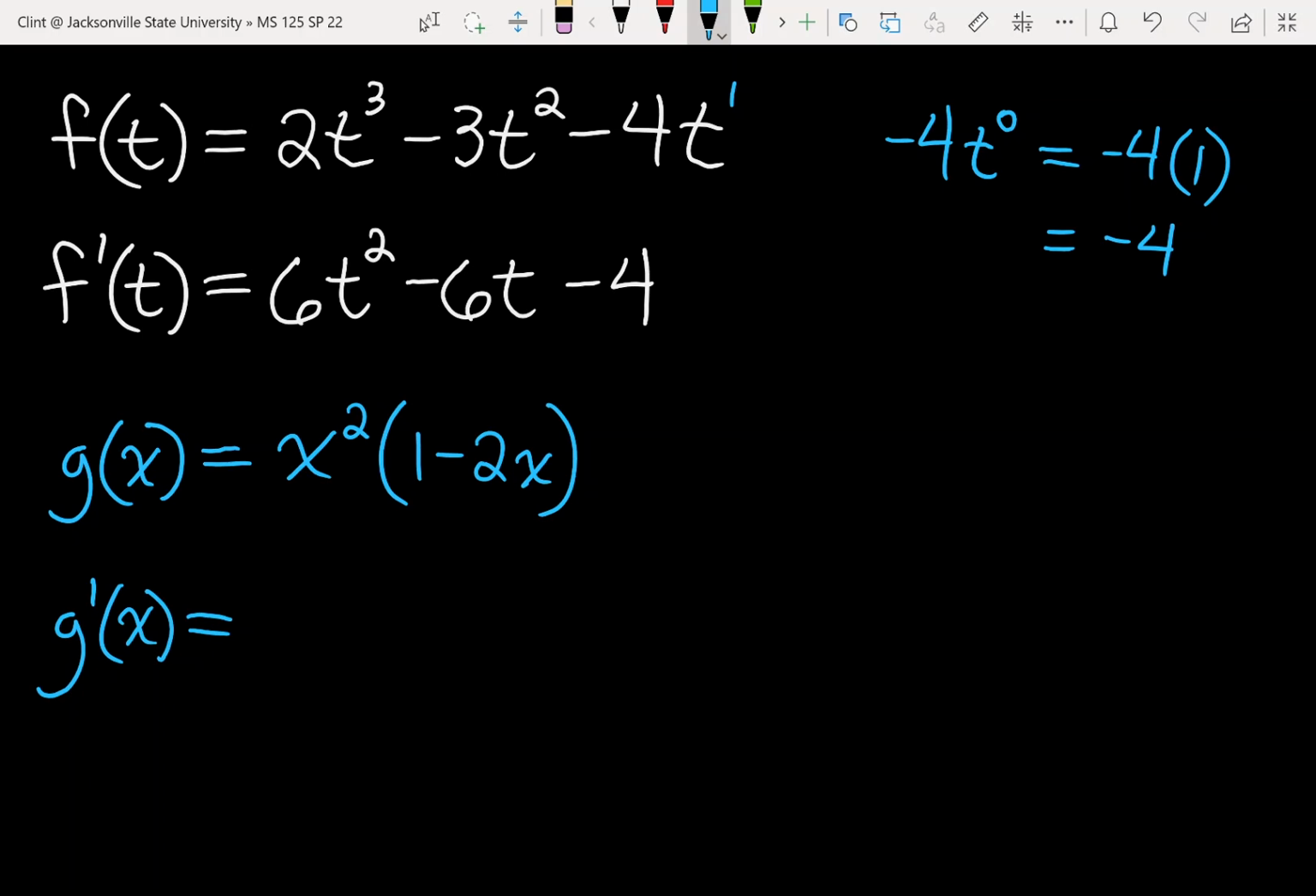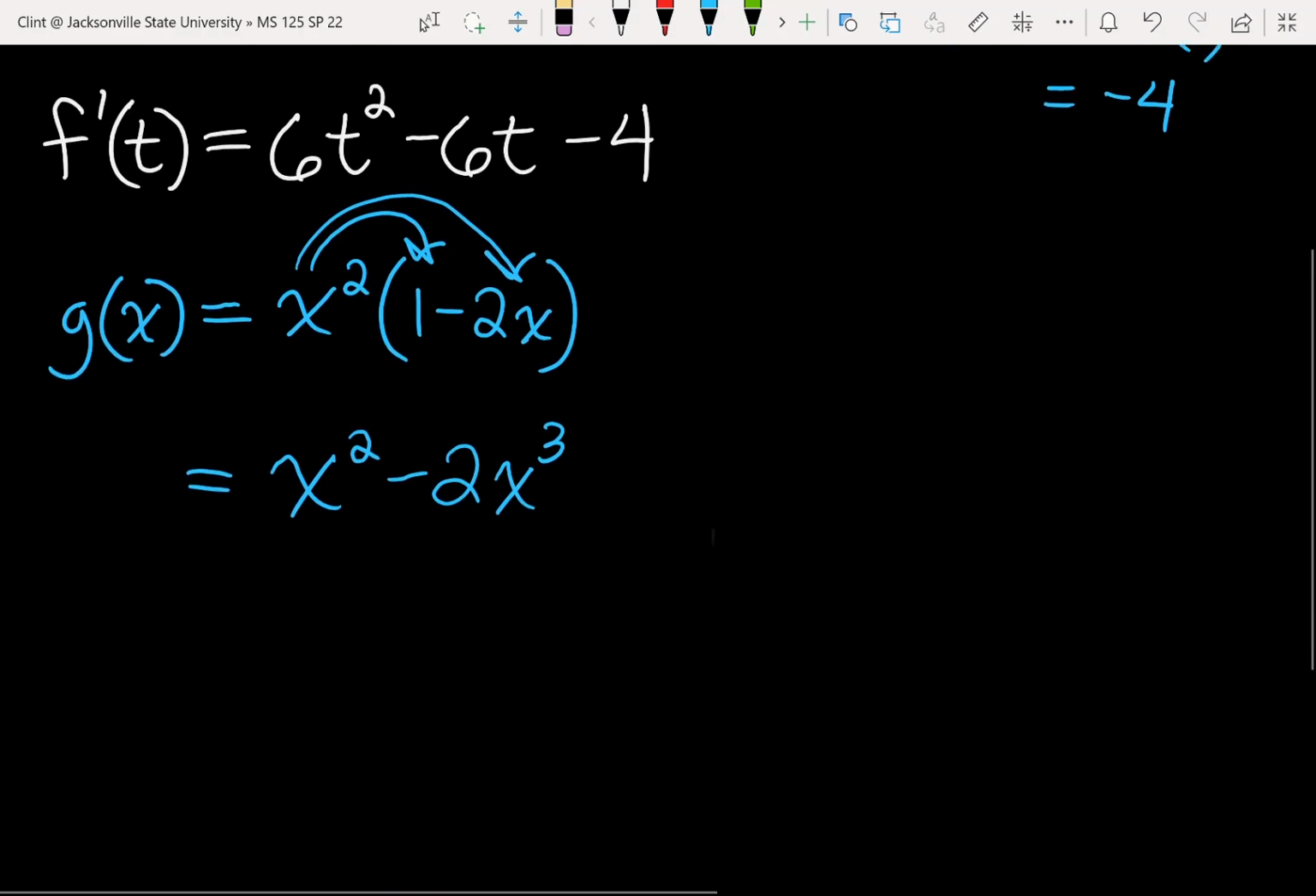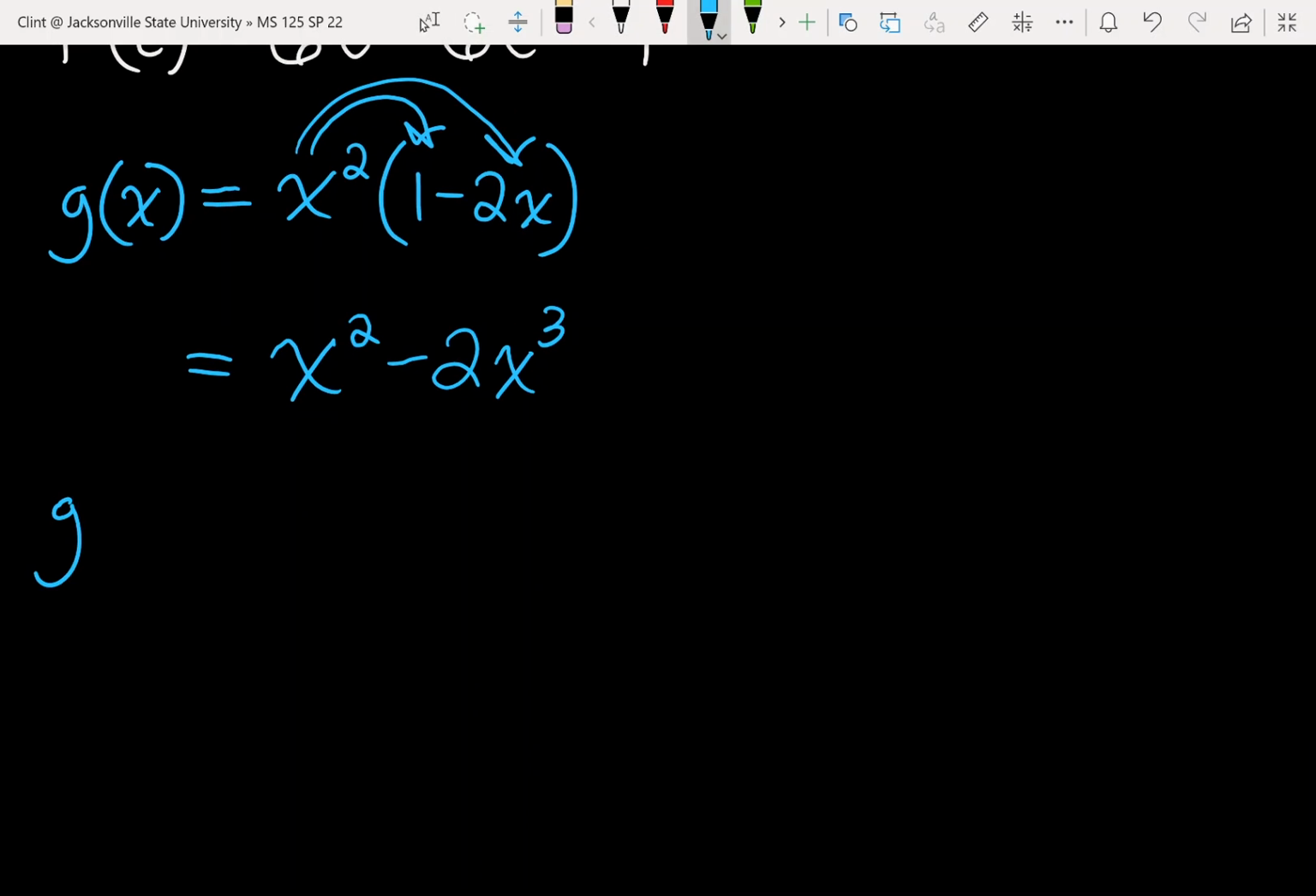What could we do? Okay. Yeah, we just distribute. So we'll have x squared minus 2x to the third. That's not g prime, that's g. And then to actually find the derivative, we can use our power rule. So multiply the 3 out front, subtract 1 from the exponent. And 3 times negative 2 gives us negative 6. 3 minus 1.